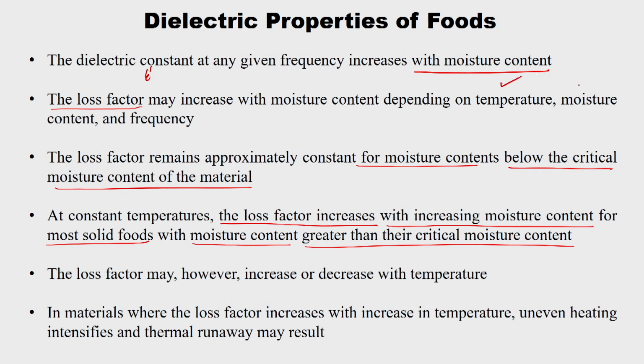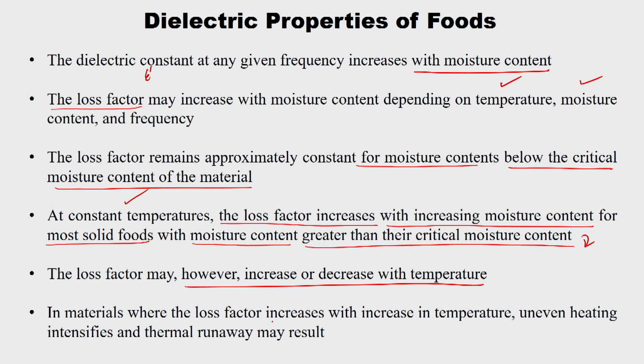So, we have three factors here: temperature, moisture content and frequency. If you fix the temperature, the loss factor increases with the moisture content, for most solid foods with moisture content greater than their critical moisture content. The loss factor may however decrease or increase with the temperature. This is what I told. The loss factor also includes loss as well as the conversion of heat. So, we cannot directly relate it to temperature and say it increases or decreases.